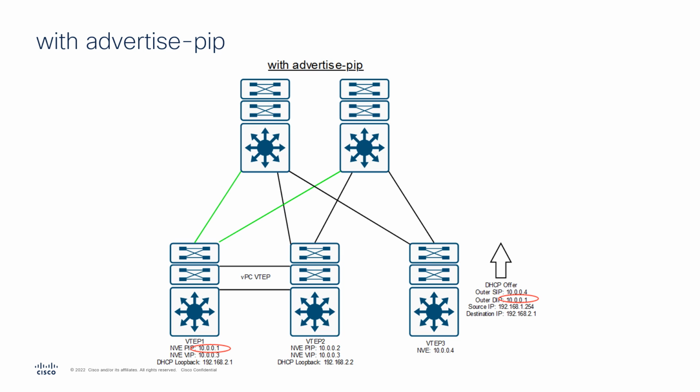Here is an example of how it looks when advertised PIP and advertised virtual RMAC are enabled. Since VTEP 1 is now advertising its DHCP loopback with the NVE primary IP, VTEP 3 will encapsulate the DHCP offer with a destination IP of 10.0.0.1, which is only owned by VTEP 1.